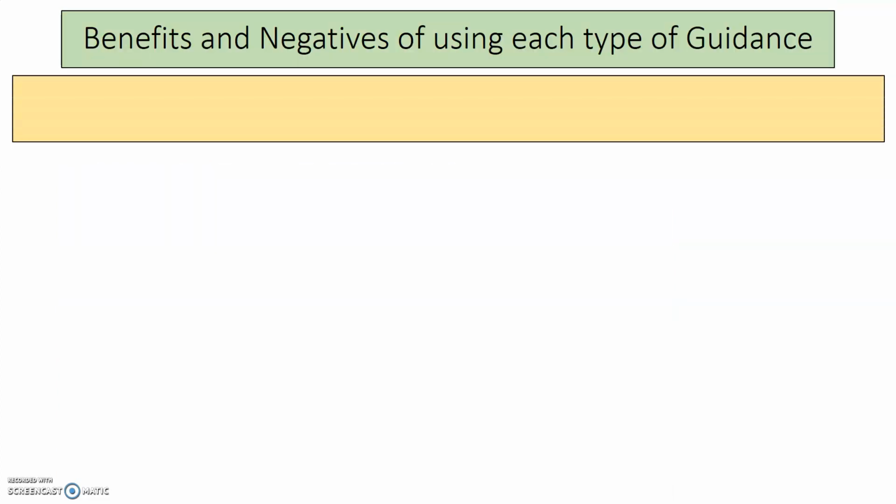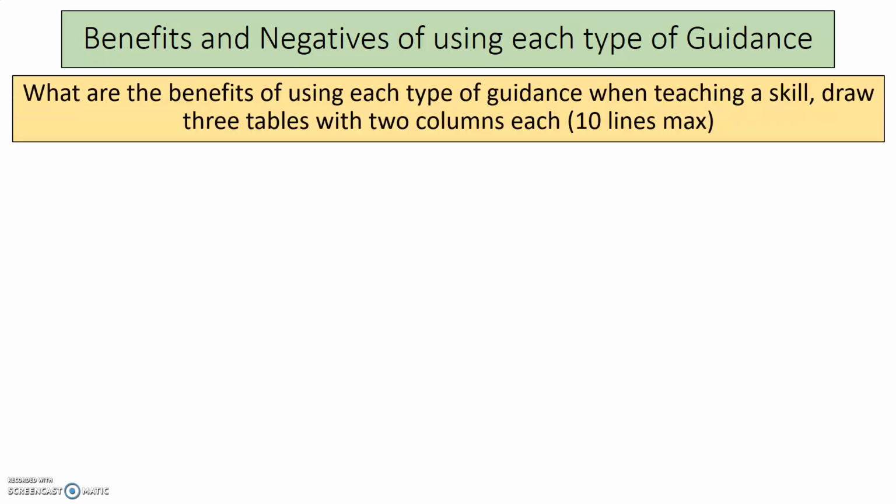Okay, so let's move on to the benefits and negatives for the other types of guidance. Again, I now want you to draw 3 tables in your book, with 2 columns per table. Just leave about 8 to 10 lines maximum, and see if you can jot down some benefits and some negatives for the other 3. So looking at verbal, manual, and mechanical.